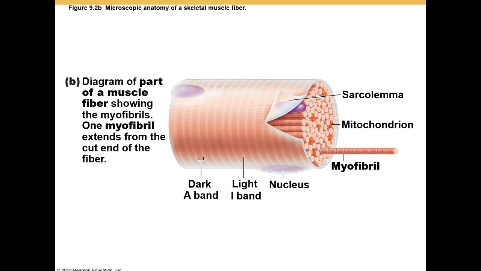And because all of these myofibrils and all of the sarcomeres inside the myofibrils are perfectly aligned, we end up with this alternating pattern of light and dark that you would see looking at the cell underneath a microscope. The dark area is called the A band and the light area is called the I band.